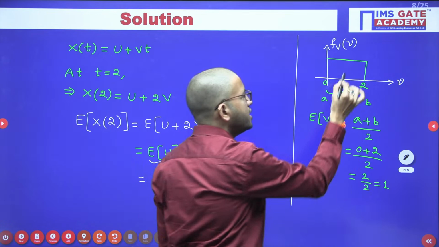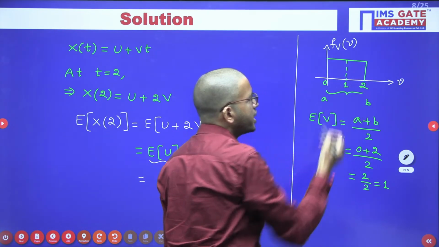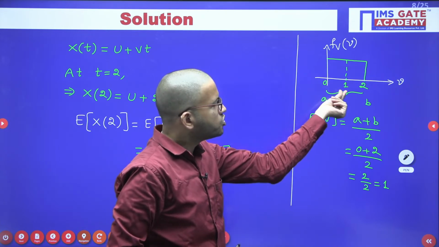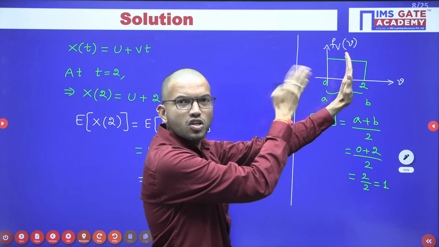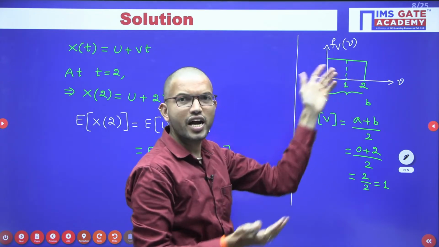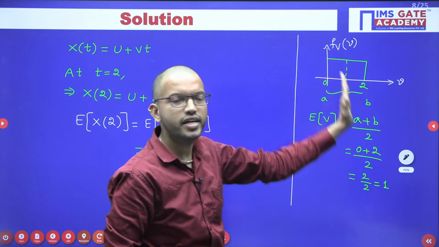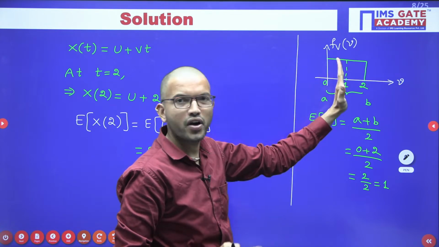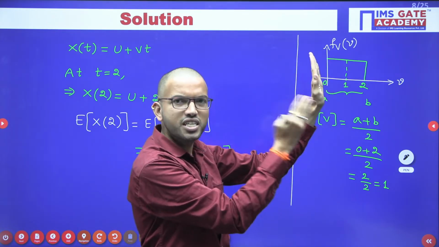So if you consider the mean value of V as 1, and you observe the left hand side and right hand side, the density function is symmetrical with respect to this line. With respect to whichever point the density function is symmetrical, that is the mean value.